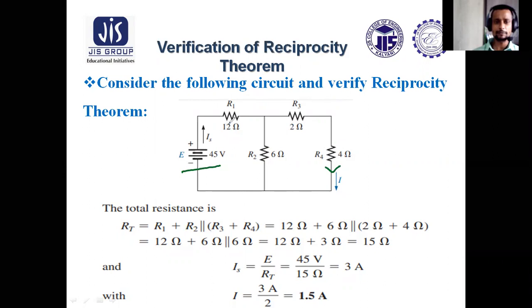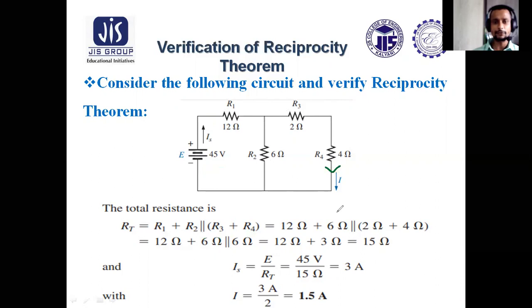How to find I through this branch? First we need to find IS, then we'll apply the current divider rule. So to find IS, first we need to calculate the equivalent resistance of the network. R3, R4 are in series. With this series combination, R2 is in parallel. With this entire combination, R1 is in series. This is very basic. We already discussed all this series parallel combination of resistances. So RT is found to be 15 ohm.